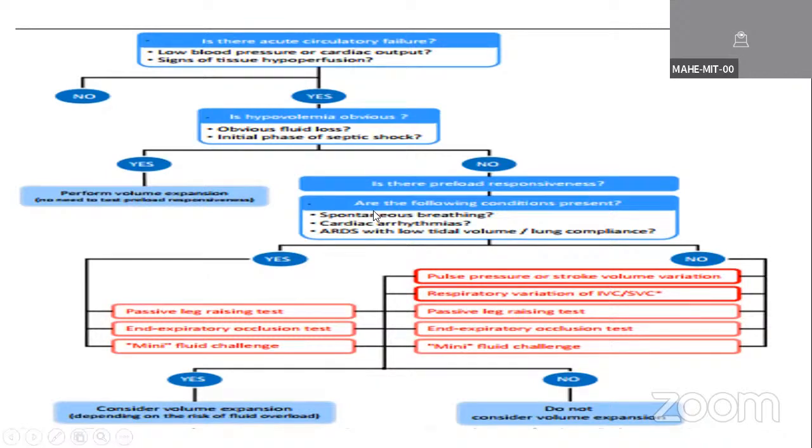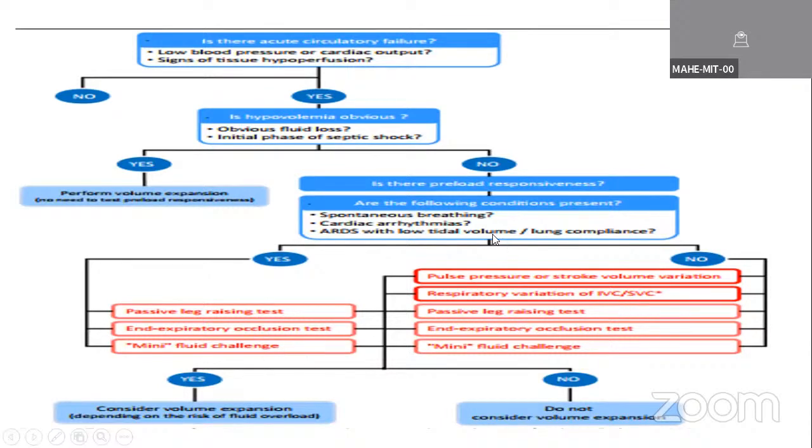Then comes the role of assessment of fluid responsiveness. You have to see if the patient is spontaneously breathing, having cardiac arrhythmias, or having a low tidal volume. If they have these things, we have to use the passive leg raising test, the end expiratory occlusion test, or the mini fluid challenge test. And based on this, we can give fluids.